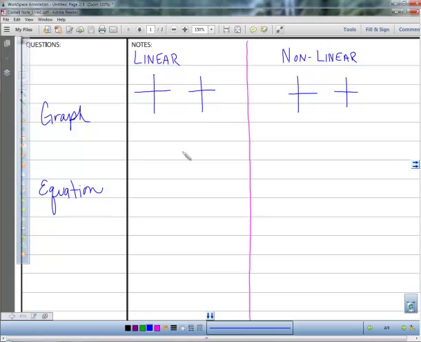We're going to look at linear versus nonlinear. The first we're going to look at is graphs. So with graphs, linear, it's going to form a line. So anything that looks like this or like this, those are both lines and they are linear. Nonlinear is going to look like this. Anything with a curve. Okay, so linear is a line. Nonlinear is anything with a curve.